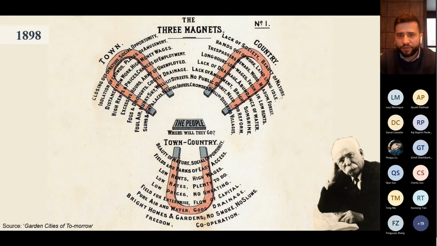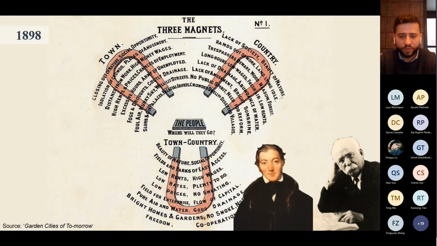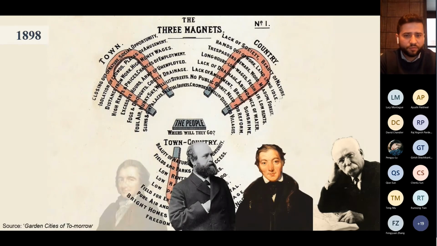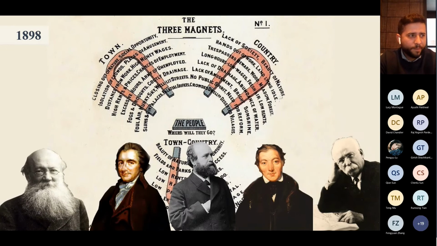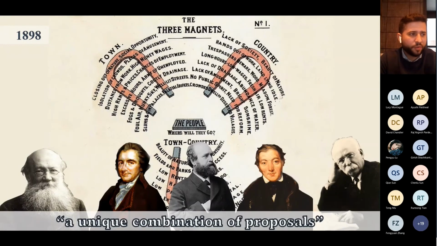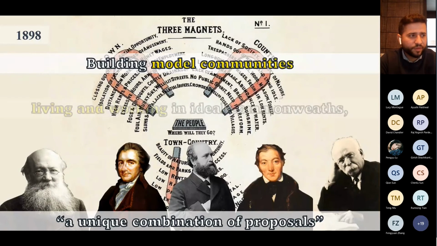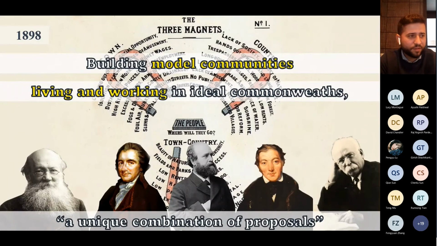Among the broad theoretical spectrum that shaped the Garden City model, Ebenezer Howard was influenced by significant utopians, reformers, and philanthropists, like, for example, Robert Owen, Henry George, Thomas Spence, and Piotr Kropotkin, who provided the basis to establish model communities in the countryside. Following Howard's definition of the Garden City as a unique combination of proposals, its model is the result of overlapping strategies aimed at building model communities, living and working in ideal commonwealths, and through a cooperative economic system.